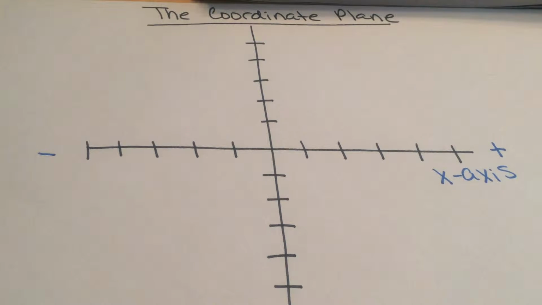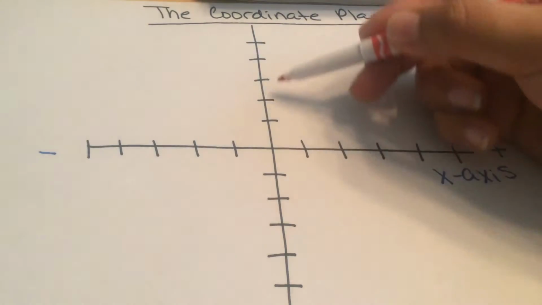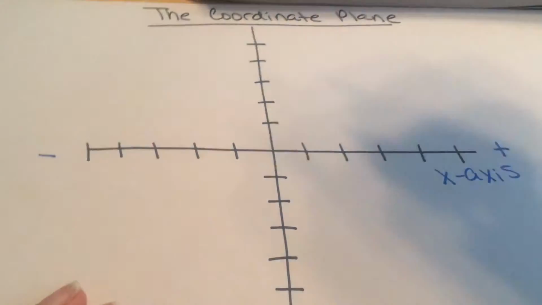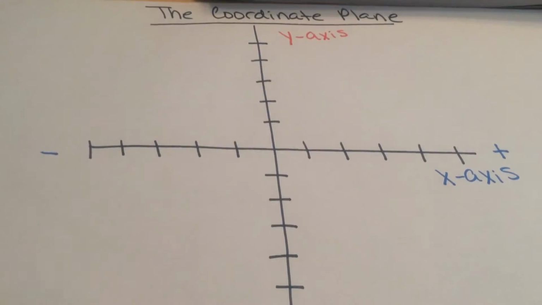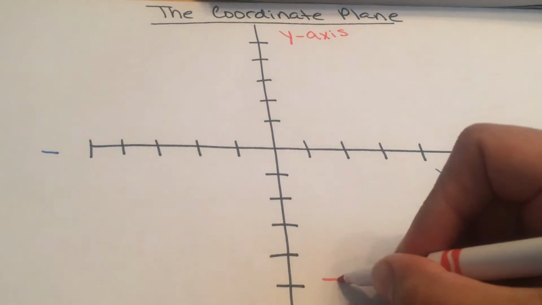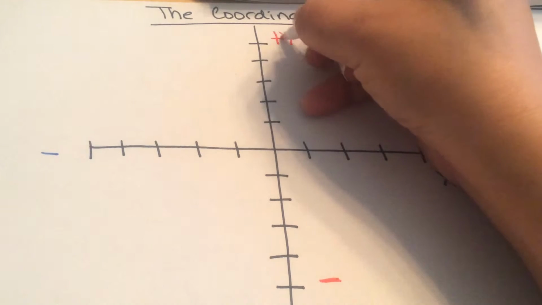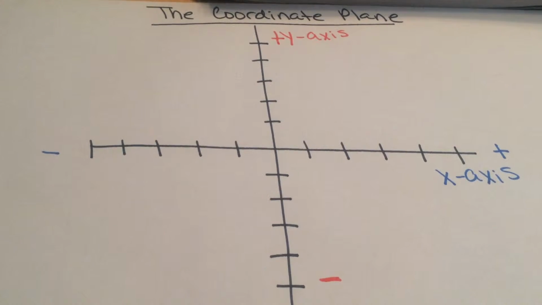The next part of our coordinate plane that we notice is going to be the vertical number line that we see. And this is called our y-axis. And again, it measures our negatives down here at the bottom and our positives up here at the top. So we're able to determine if something's going to be positive or negative depending on where it's located on this coordinate plane.